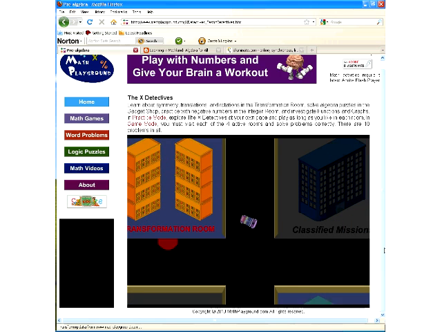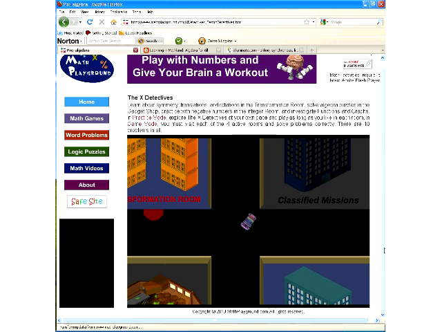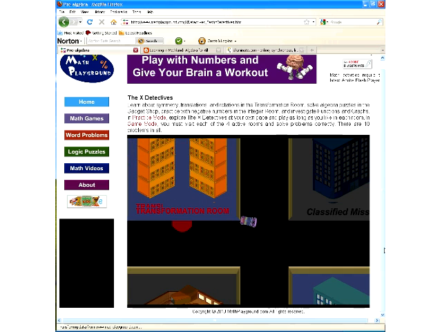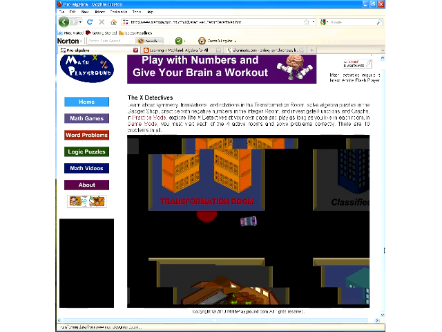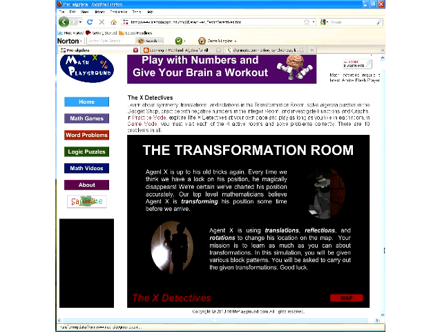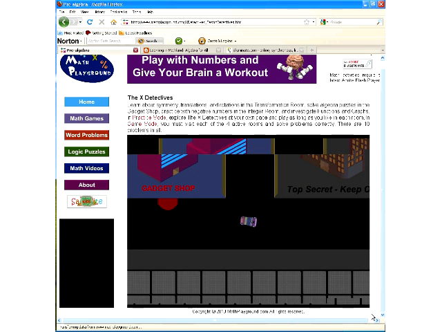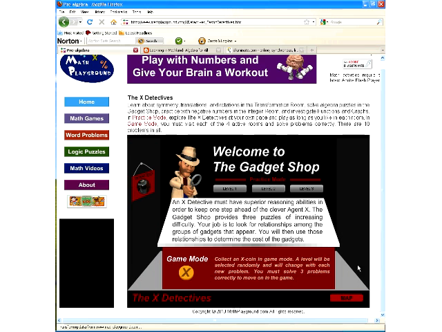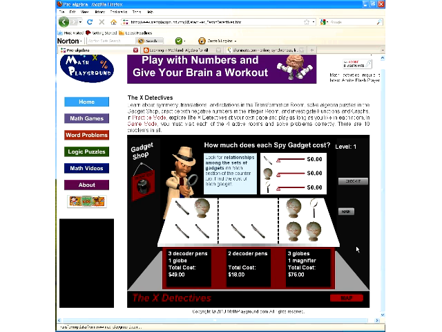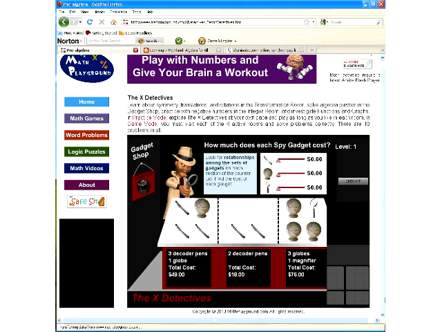And they can visit a transformation room where they learn about reflections, translations, and rotations. They have to solve problems there. Then they can head into the gadget shop where they see some of these algebraic reasoning problems that I showed you earlier. And again, there's three different levels.